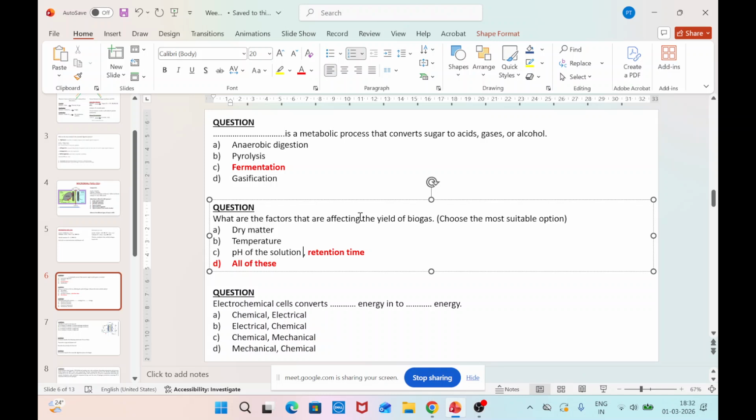electrochemical cells. This is just what we discussed a while ago. So an electrochemical cell converts what type of energy into what other form of energy?